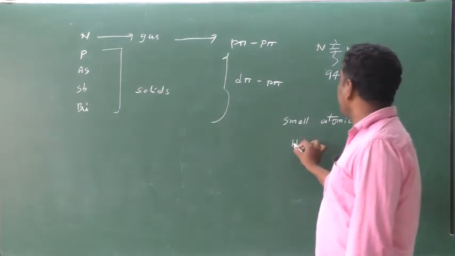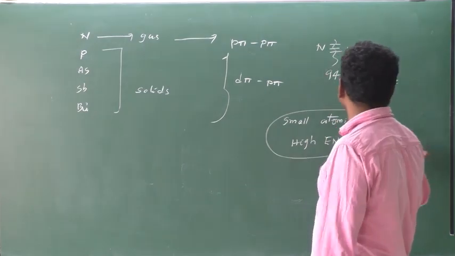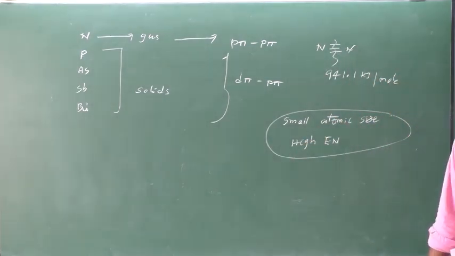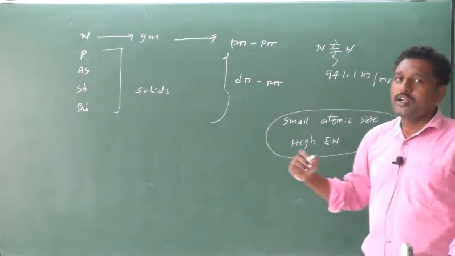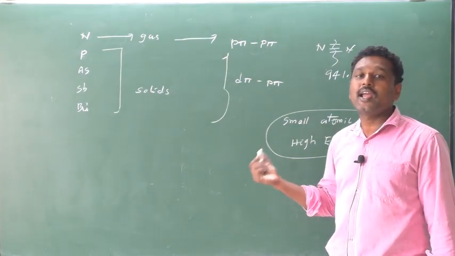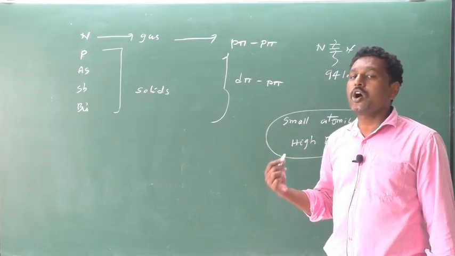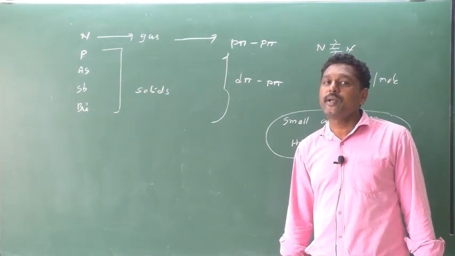Small atomic size and high electronegativity. Because of these two reasons, the size of nitrogen is very small. Due to that reason, and also high electronegativity, nitrogen, oxygen and fluorine are considered high electronegative elements.